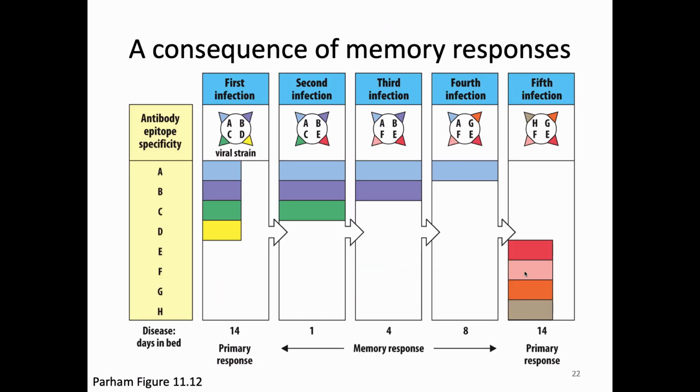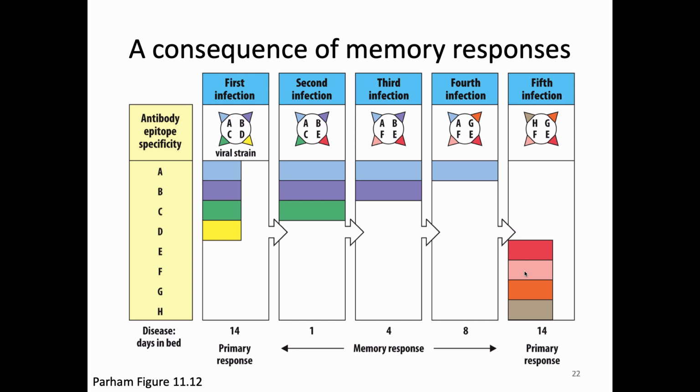So this process is something that can happen because of memory responses. And you might look at this and realize there are some problems here. So let's imagine we have this person who got infected with this flu strain. It's the strain that's shown here. It contains 4 epitopes, A, B, C, and D.